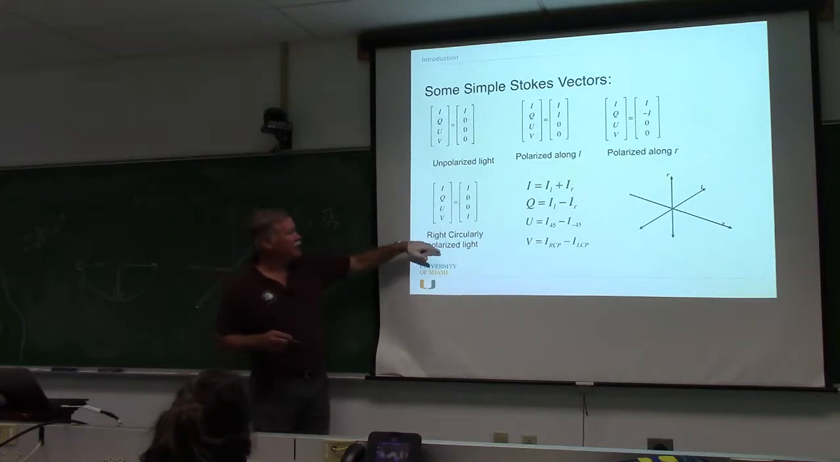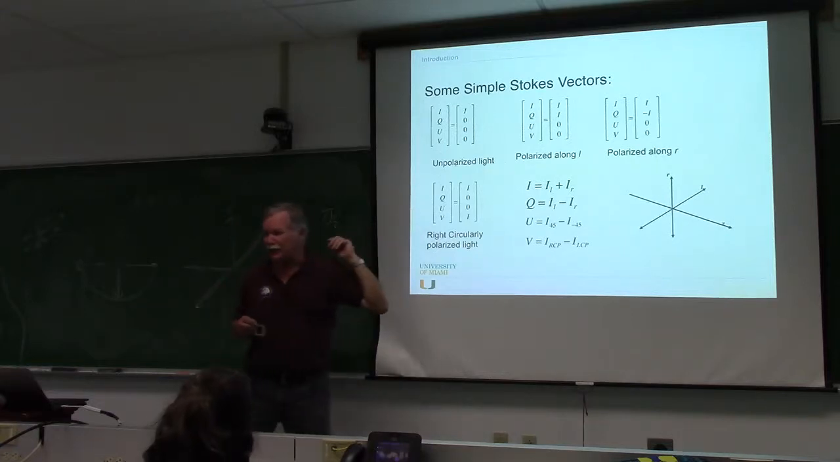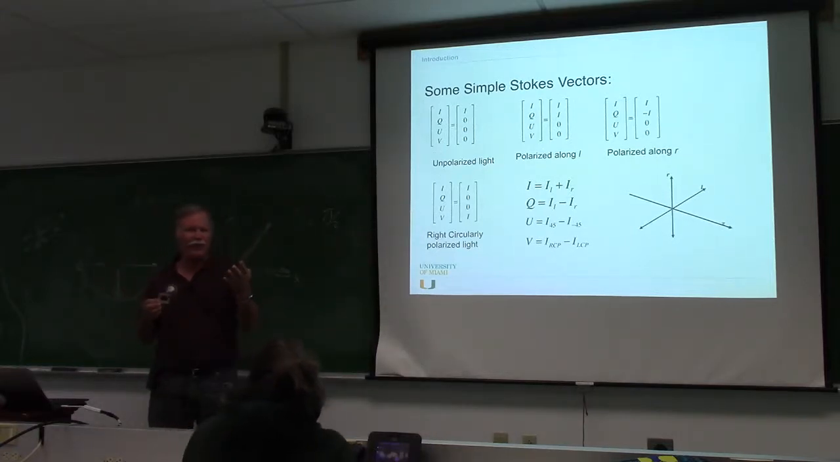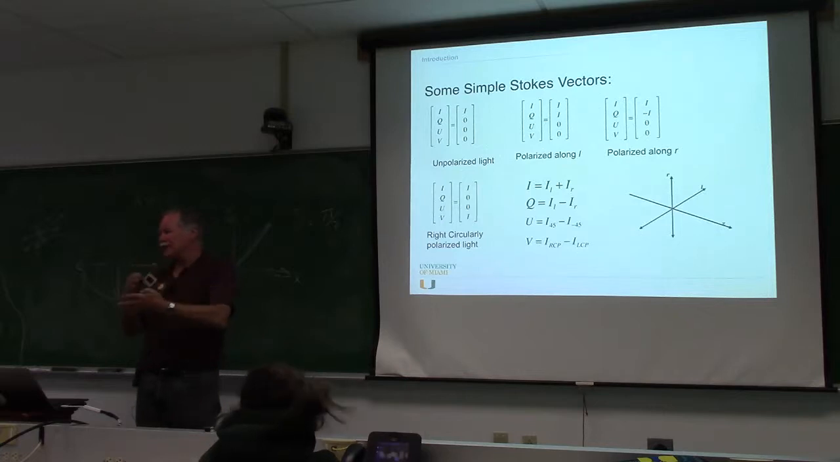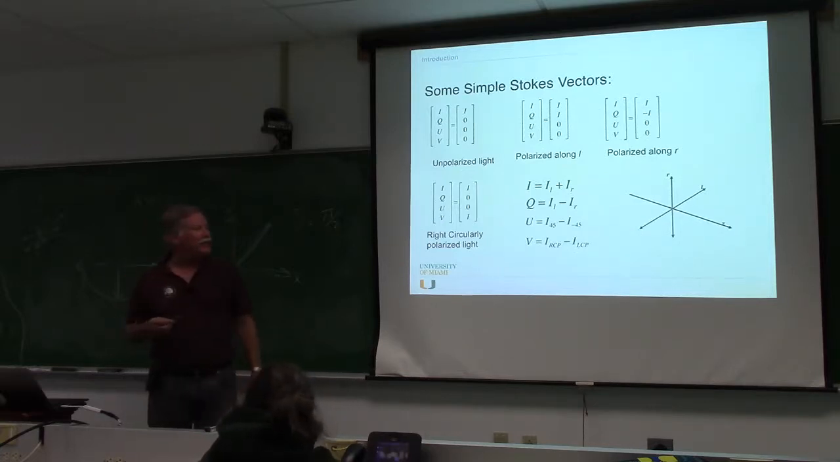And then right circularly polarized light, I, 0, 0, I. Okay, so basically that's the Stokes vector. A four component vector totally describes the polarization.